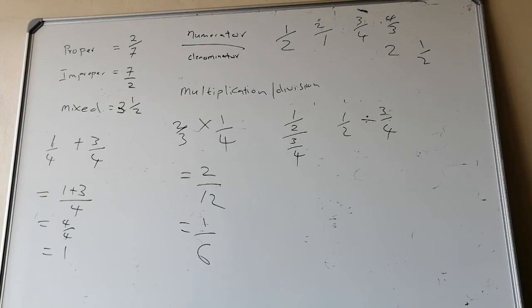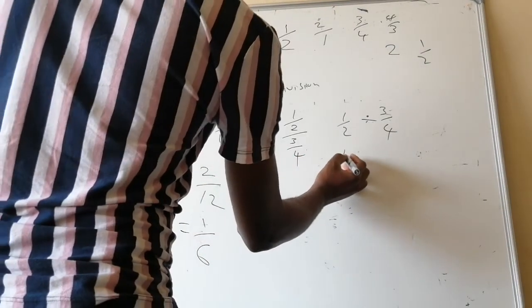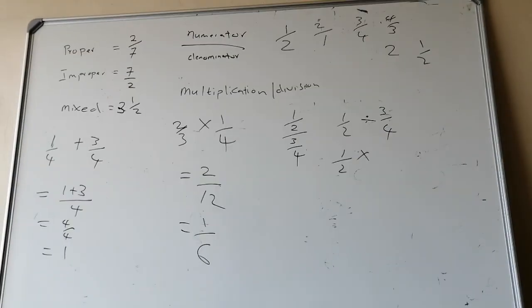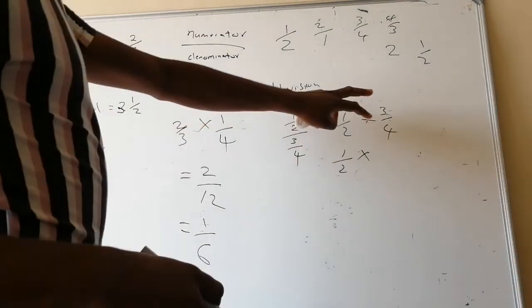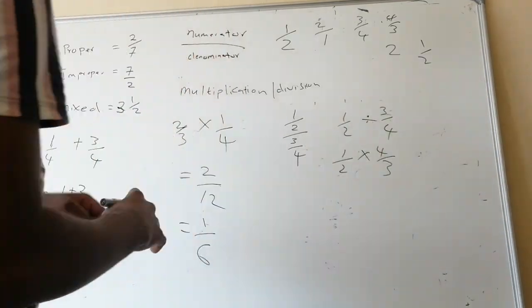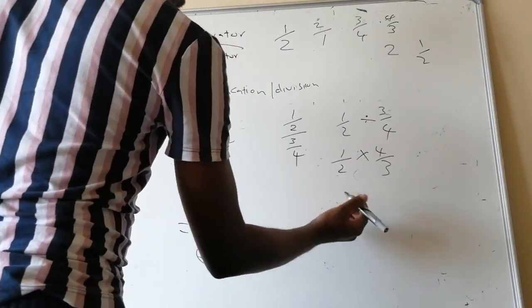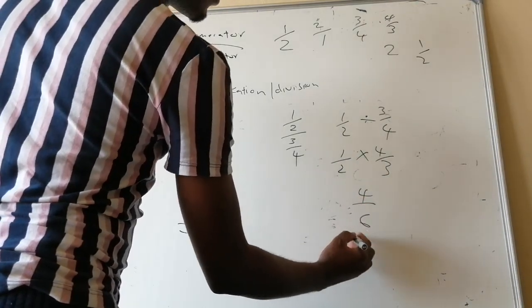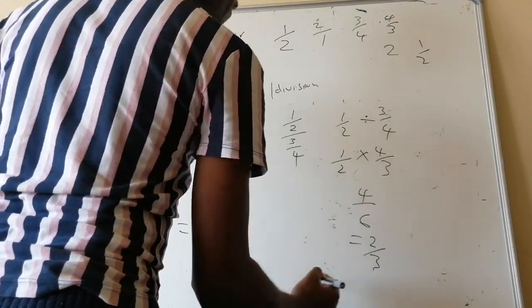So I'll do it with this example. Half times, so you change the division sign into a multiplication sign because multiplication is easy to deal with. The reciprocal of 3 over 4 is 4 over 3. So then you multiply 1 times 4, that's 4, 2 times 3, 6, which is 2 over 3.